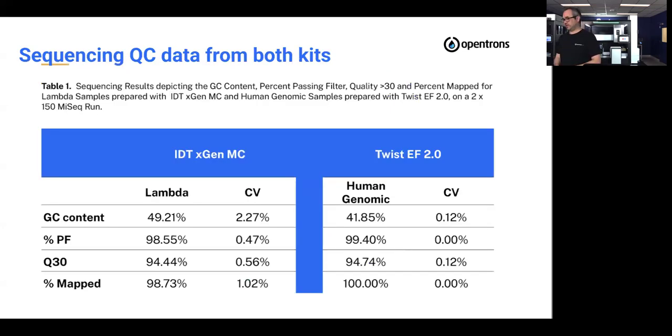And here, this is showing some of the sequencing data generated off the 2 separate libraries they ran. Basically, we just want to demonstrate that it produces a nice clean library that sequences well. You get a very high passing filter, your Q30 is really good, and it all maps back to either the Lambda or the human genomic.